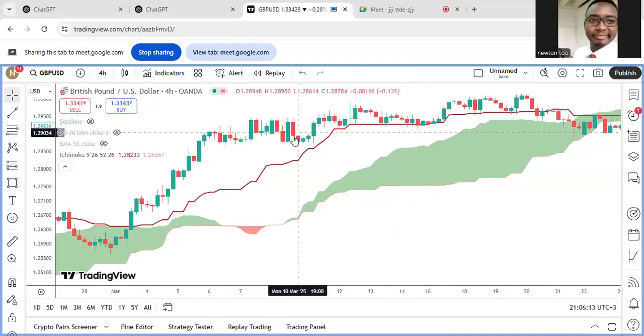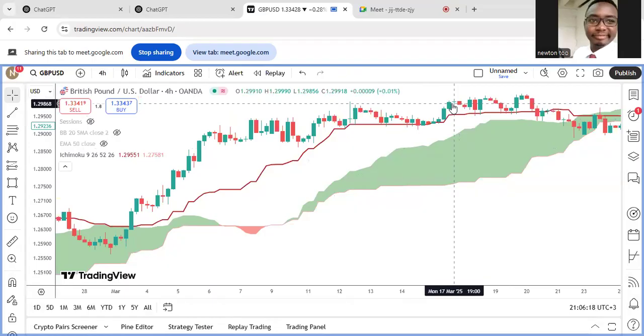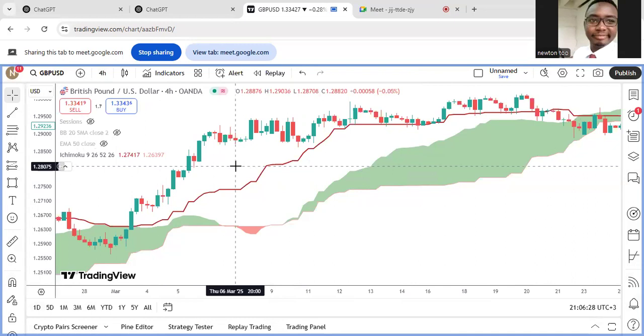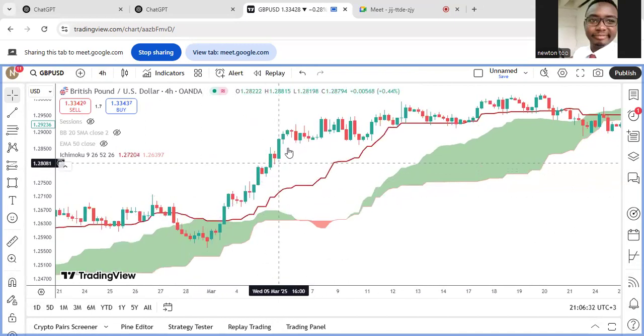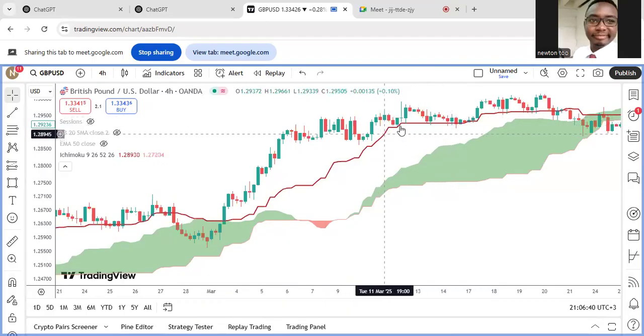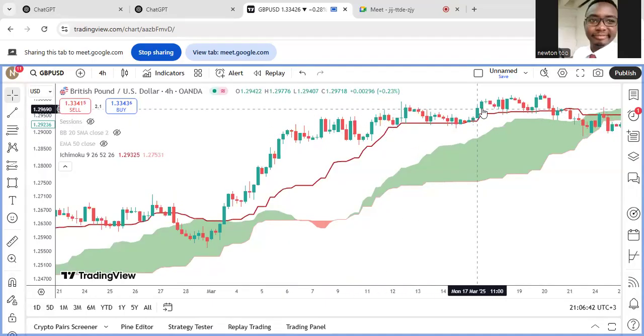So unaona kama hapa market imekuwa uptrend. So it helps you at least not to exit the trade early. It gives you a confidence to hold a trade. So hold this trade, hold this trade. And so for example, hapa bado haija break this baseline. So you still hold that trade.